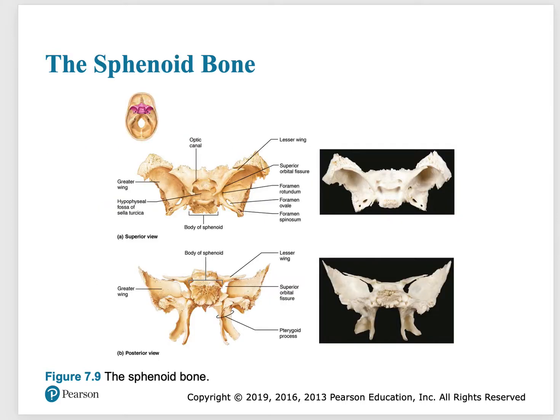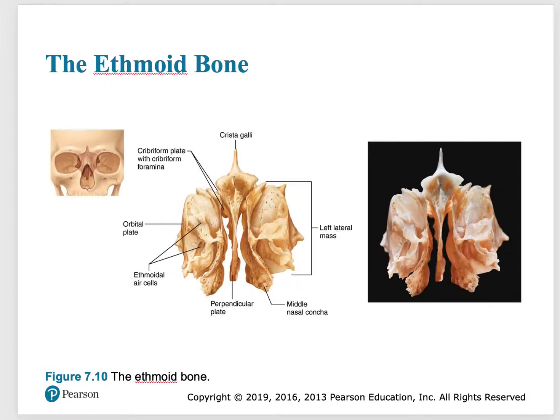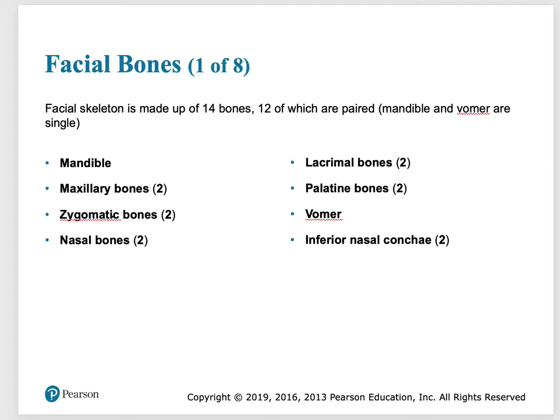Here's a picture of the sphenoid. We kind of saw that picture in that cranial fossa. Here's our ethmoid bone, a better view of that taken out of the skull. All right, so we talked about our facial bones, right?